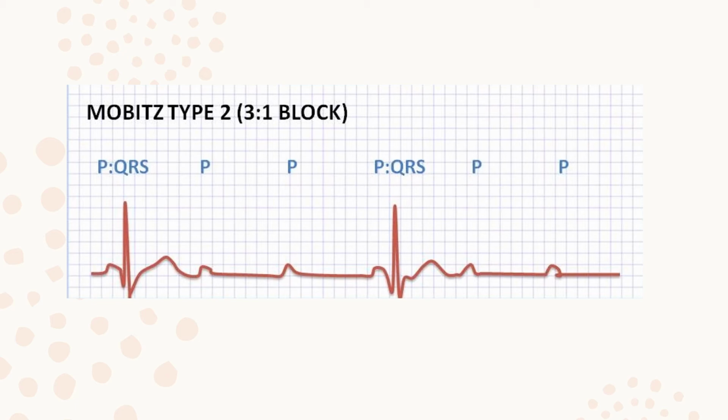Here's an example of a Mobitz type 2. It's a 3-to-1 block. You can see you have 3 Ps and 1 QRS occurring. As you can imagine, this is a really slow rate when you're only conducting a third of your impulses down to the ventricles. You're going to be very bradycardic. This patient's most likely going to be symptomatic and complaining of dizziness if they're mentally alert at all.